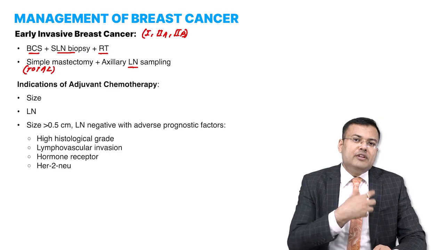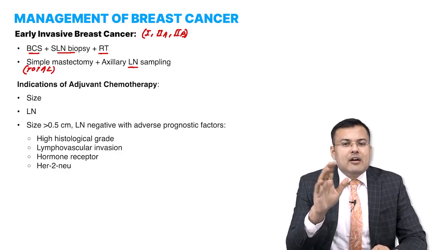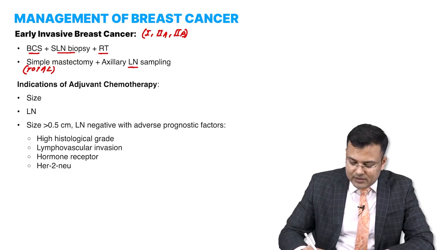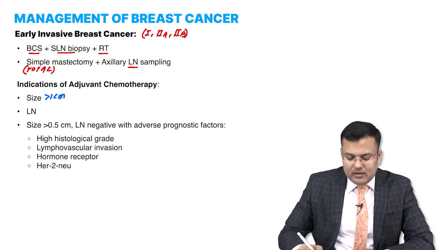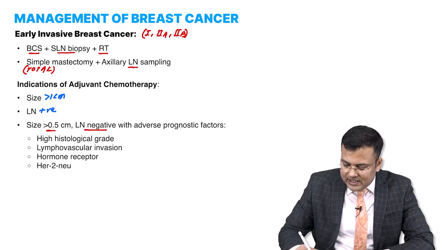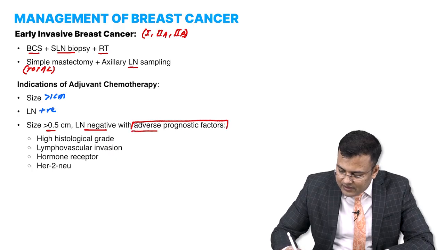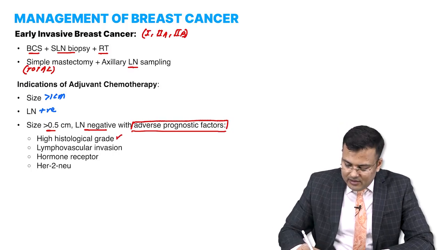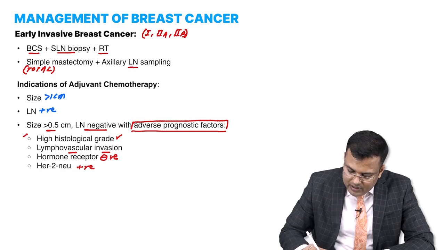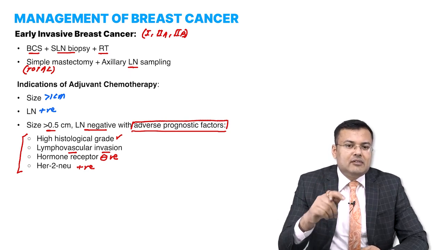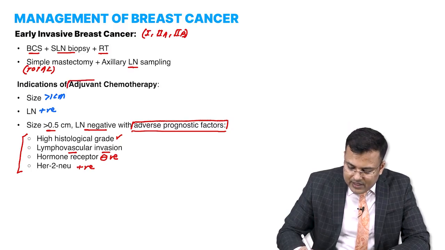Got it? Suppose you are removing the tumor, you are sending this tumor to the pathology department. From the pathology department, you get a biopsy report. From the biopsy report, you can see that the size of the tumor is more than 1 centimeter, or lymph node is positive, or size is more than 0.5 centimeter, lymph node is negative, but there are adverse prognostic factors. What are those adverse prognostic factors? High histological grade, lymphovascular invasion, hormone receptor negative, and HER2 neu positive. Out of these 4, if any one is positive, we have to give chemotherapy after surgery.